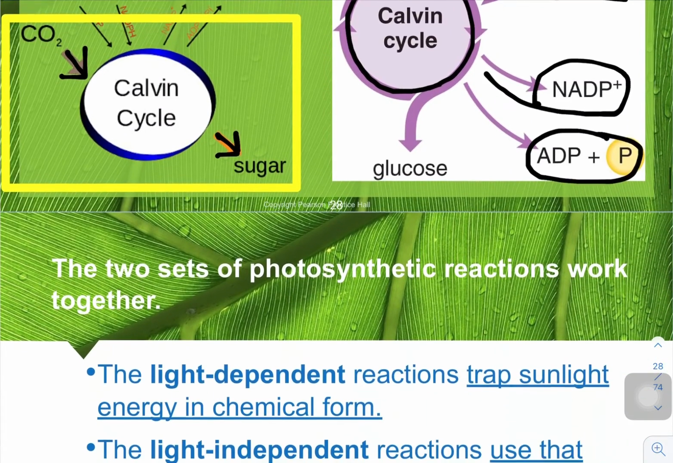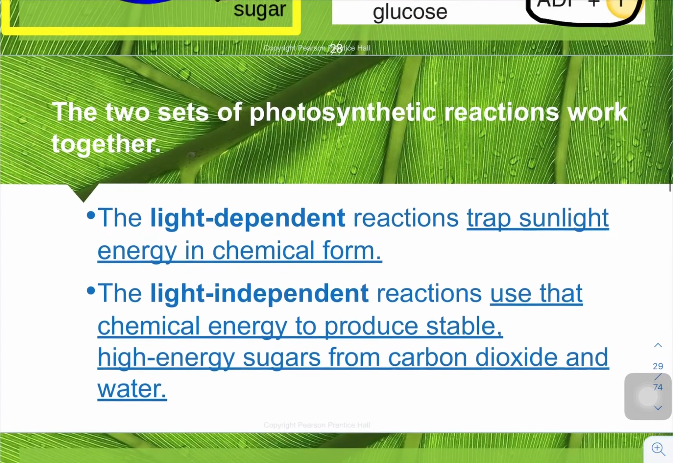So these two sets of reactions have to work together. Again, neither can work all by itself in order to produce sugar. The light-dependent reactions are in charge of trapping sunlight energy in a chemical form. That's why they need to have chlorophyll, they need to be green, and they need to have those photosystems in order to trap that sunlight energy.